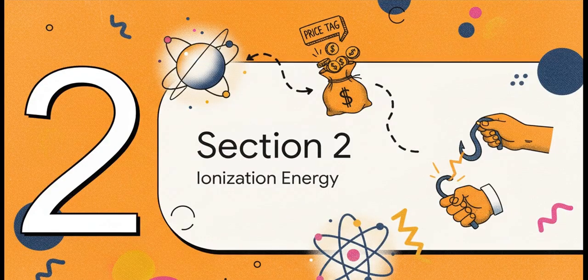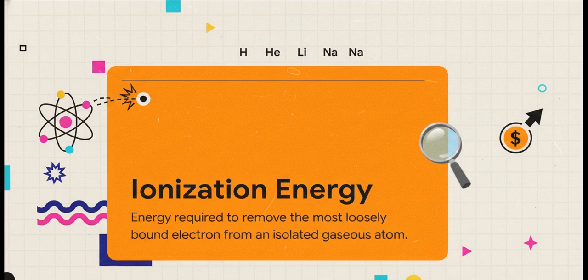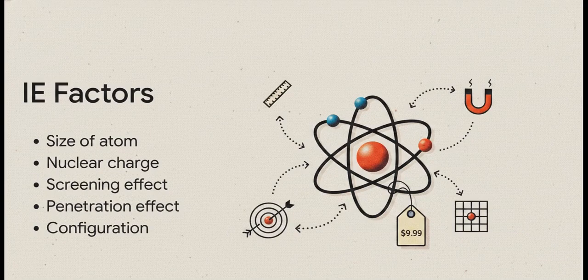Section 2. The ionization energy price tag. Okay, if atomic radius was all about measuring the waistline, ionization energy is the literal price tag required to go and steal an electron away from a neighbor in our atomic neighborhood. The exact textbook definition is the amount of energy required to remove the most loosely bound electron from an isolated gaseous atom. See, elements hold on to their electrons with totally different strengths. So this value is quite literally the cost, the exact amount of energy you have to pay up just to break that grip.